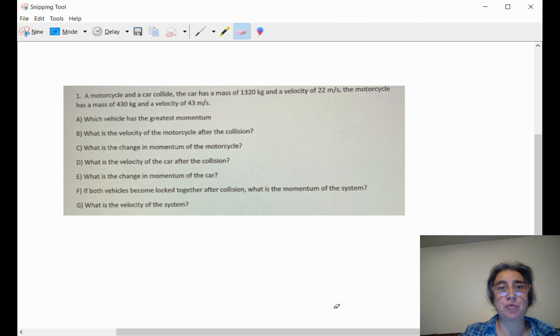I'm going to start with this problem about momentum. And the problem states something about the collision between a motorcycle and a car.